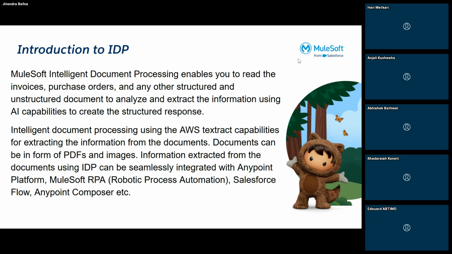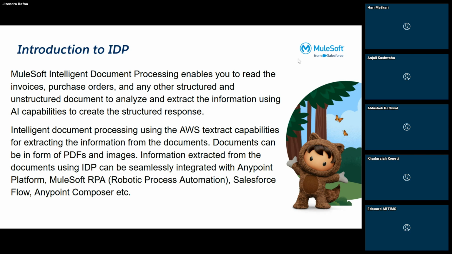In the background, IDP is using the AWS Textract capability. AWS provides something called Textract, right? What Textract generally does is read the PDF files and images and extract the data using AI and ML models, and using the OCR capability.